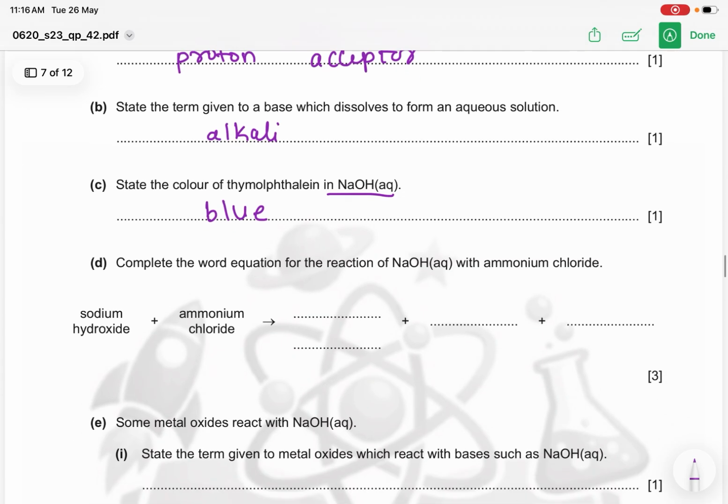D. Complete the word equation for the reaction of sodium hydroxide with ammonium chloride. So when sodium hydroxide reacts with ammonium chloride, we will get a salt, that is sodium chloride.